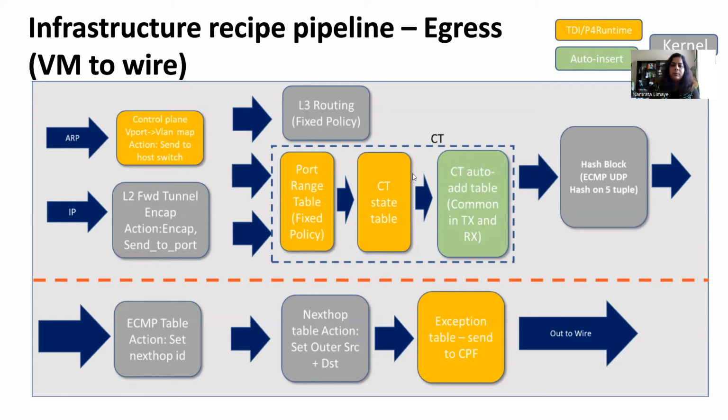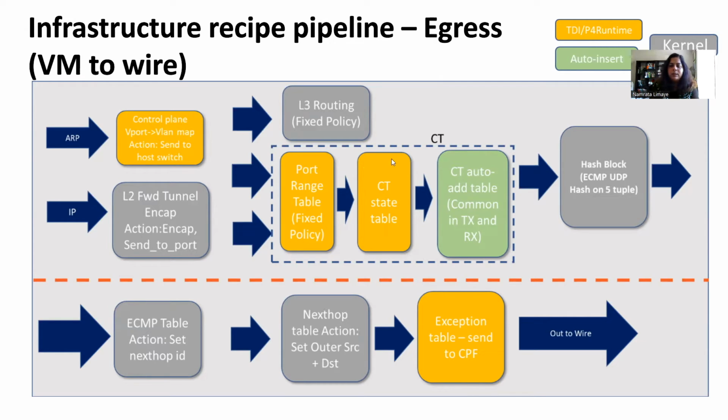So the CT state table basically switches the packet based on if it's a SYN flag or if it's a reset flag or a FIN flag or a SYN-ACK, if the connection needs to be established or not. In the case where it's a SYN flag or a SYN-ACK flag and the connection needs to be established, the flow is auto inserted into the CT block here. This is a PNA construct, and we've added the auto add capability in the PNA. So we are using that here.